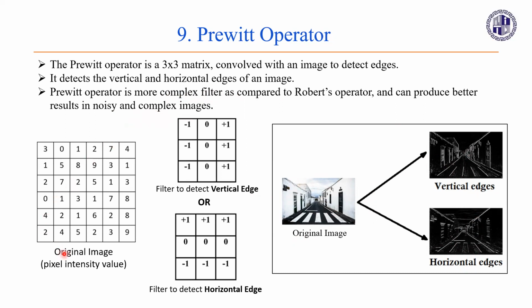So here we can see the original image, which has some random pixel values of colors. We can use a filter to detect vertical edges and a filter to detect horizontal edges. For vertical edges, we are using -1, 0, and +1 in a column-wise manner. For horizontal edges, we are using row-wise +1, 0, then -1. I will show you an example of the Prewitt operator.